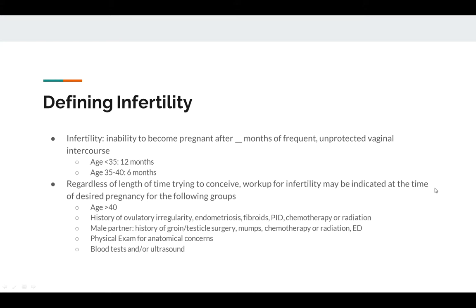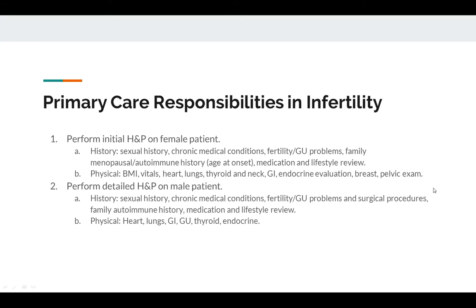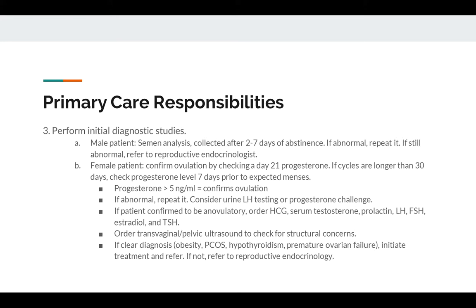So you can go through this on your own time, but what does infertility mean? When should a woman have a fertility workup? And then I want you to just be aware of your responsibilities as the primary care provider. You need to do an H&P on the female patient. You need to do an H&P on the male patient. You need to look for reasons that they may have trouble conceiving. You need to then do some diagnostic studies to get started.